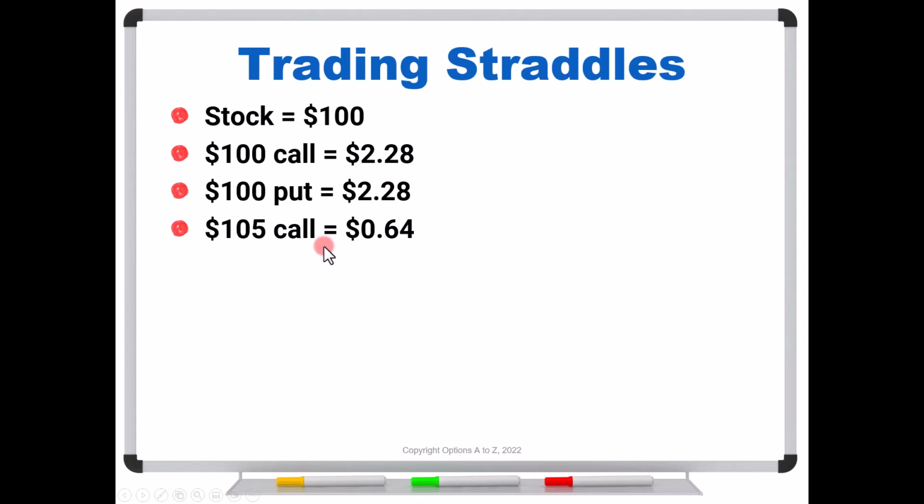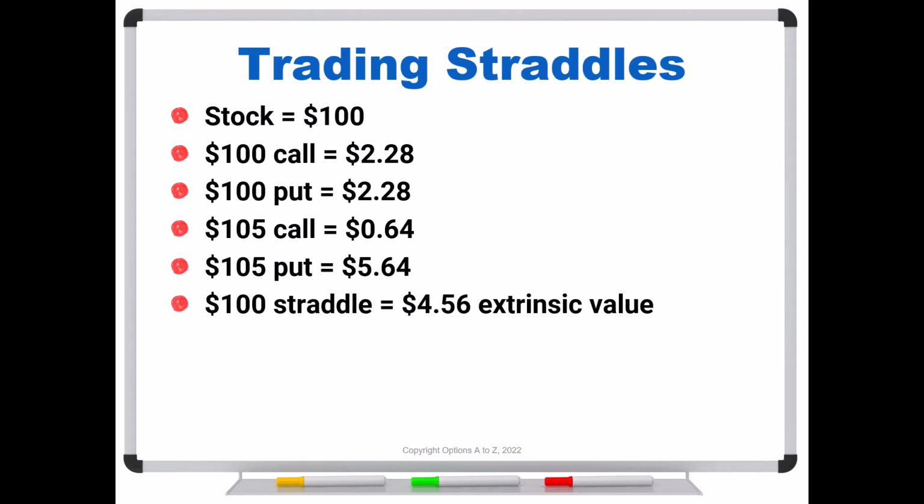The 105 call, however, is worth only 64 cents. It's 5 points out of the money. But the 105 put is worth 5.64. Notice that the extrinsic values here are the same, 64 cents. The 105 put sure has an extra $5 of cash, but that's because it's $5 in the money. And as I've pointed out in many videos before, when you're looking at your strategies, the only thing that matters is the extrinsic value. So on a net basis, this $100 straddle has $4.56 of extrinsic value.